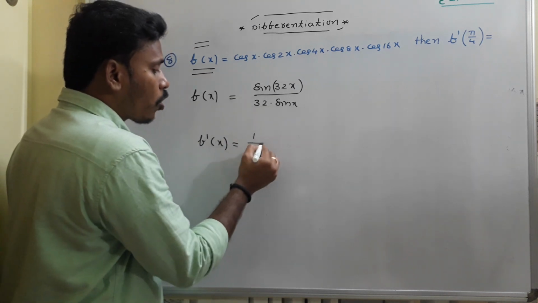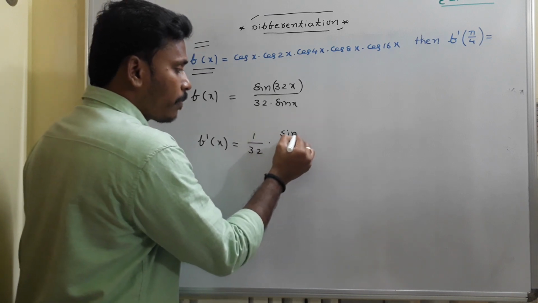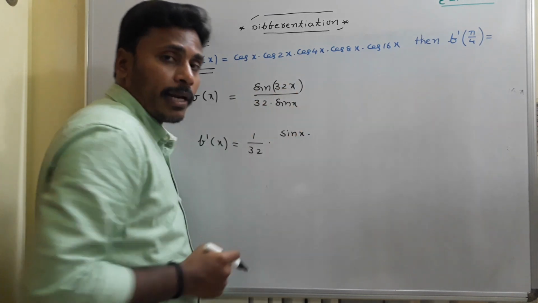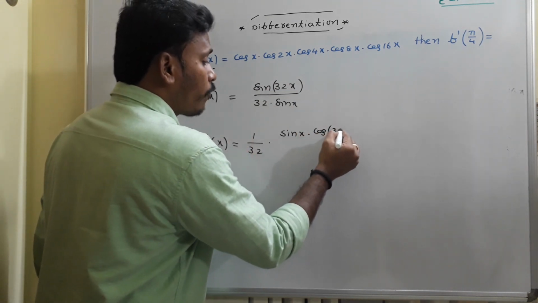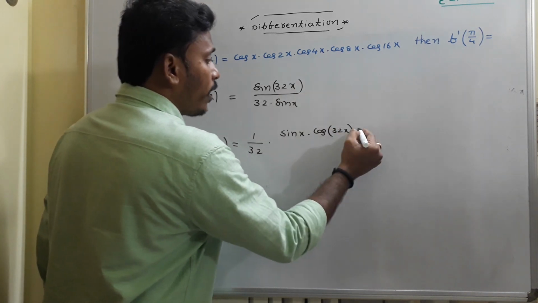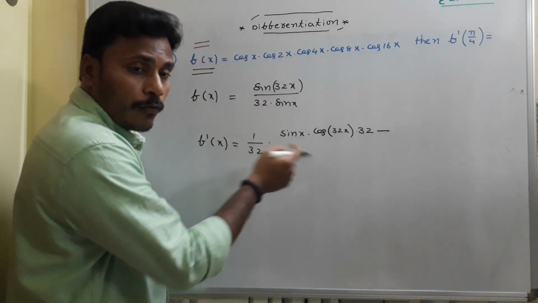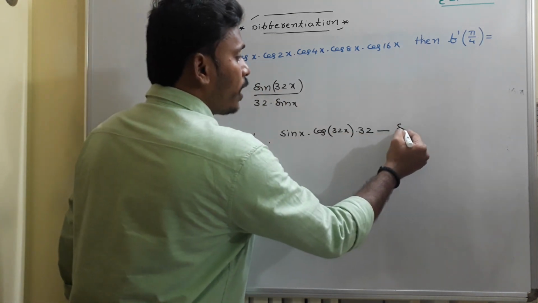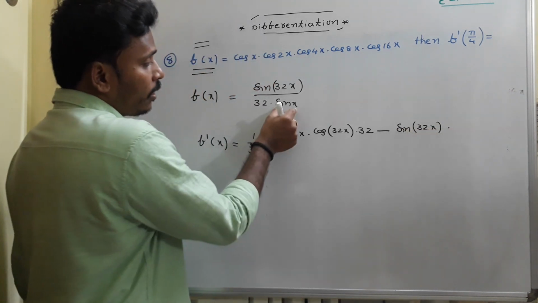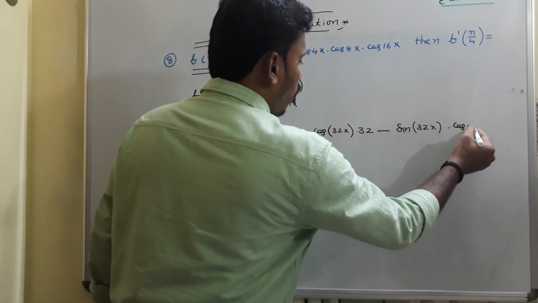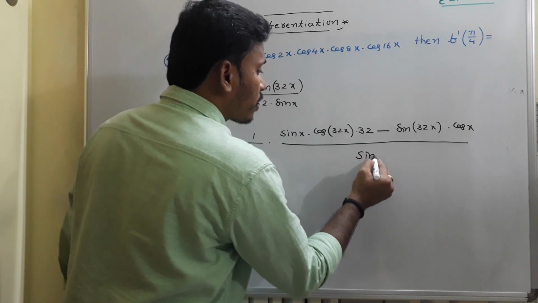This 1 by 32 is a constant, write separately. Now, denominator sin x into derivative of the numerator. Numerator is sin 32x. For sin it is cos, right? Cos of 32x into, for 32x it is 32. Minus denominator into the derivative of numerator, minus numerator. What is the numerator? Sin of 32x into the derivative of denominator. Denominator is sin x and its derivative is cos x. Clear? Divided by sin square x.